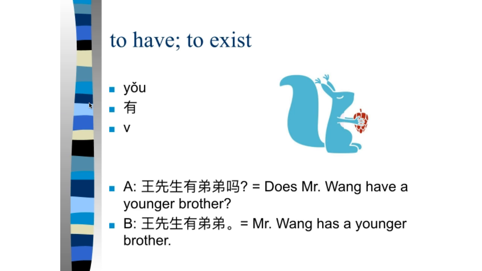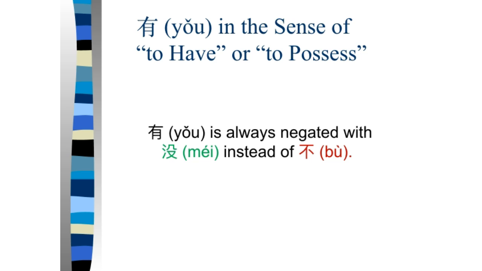This is an extremely important verb. For example, 王先生有弟弟吗? And I would respond, 王先生有弟弟. 有 is used in the sense of to have or to possess. Both of these, just like in English, are common in Chinese.